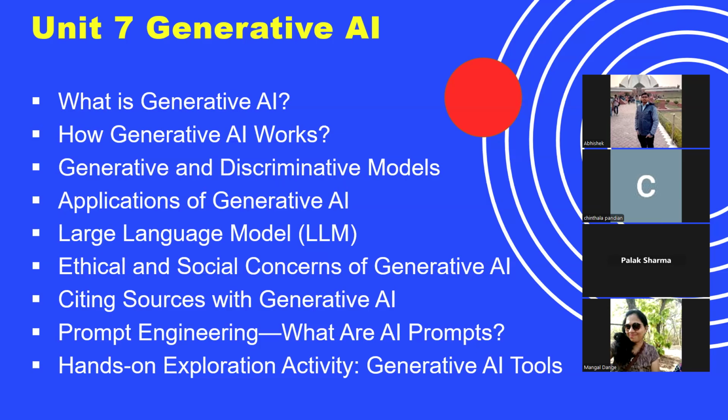Ethical and social concerns of generative AI do touch upon. There are lots of things which are happening in our world now using generative AI. So you need to talk to them about ethics and social concerns. Also, something like citing sources with generative AI. We as Indians, we never cite our sources.